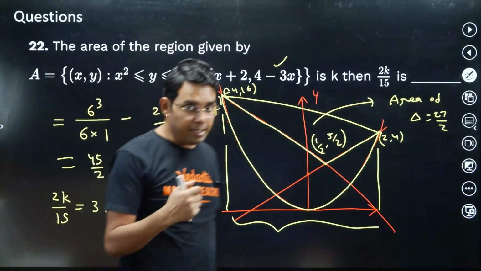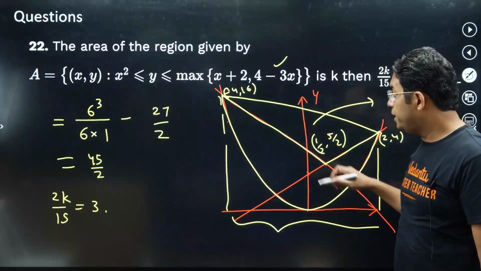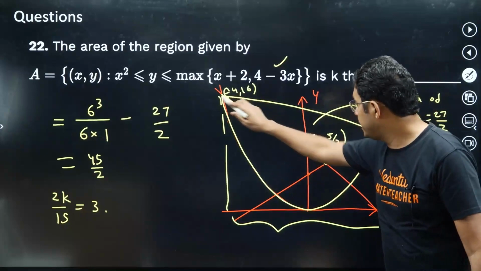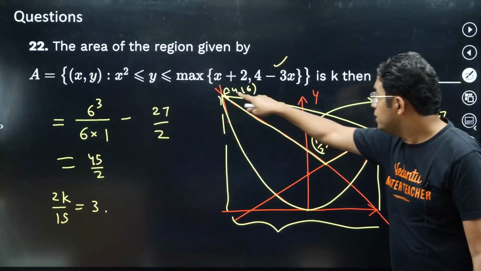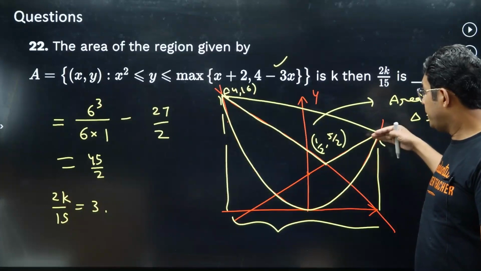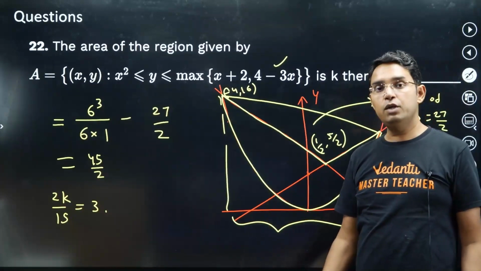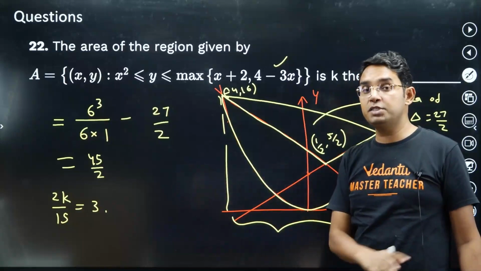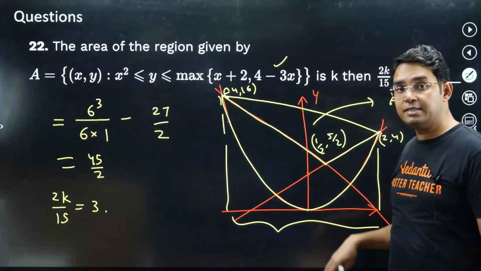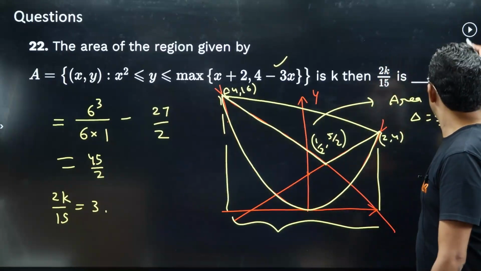Now please see, if you're not doing this question by this method, how would you be doing it? You would be integrating from -4 to half for this line minus the parabola, then the other line minus the parabola from half to 2. That way you can definitely do it and check whether your answer comes out the same or not. But here you can see it saves time. Please understand it. Next question.